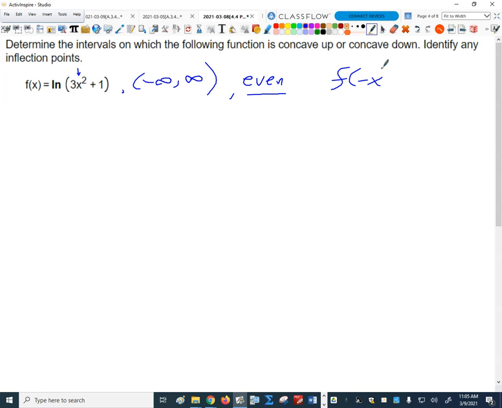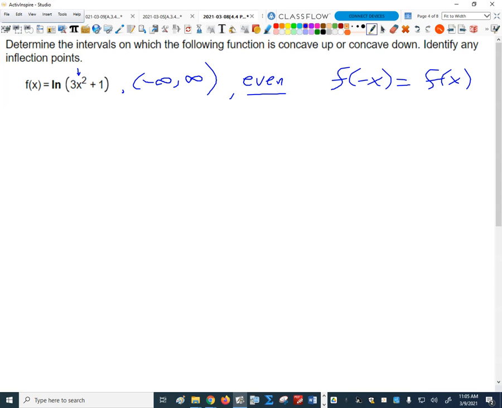That's true because f of negative x equals f of x. So we have even symmetry. That's helpful, right? We have folding symmetry about the y-axis. Now we have to find inflection points, and while we're at it, let's go ahead and do everything.